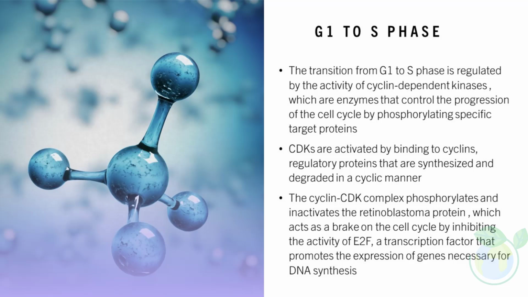G1 to S phase. The transition from G1 to S phase is regulated by the activity of cyclin-dependent kinases, CDKs, which are enzymes that control the progression of the cell cycle by phosphorylating specific target proteins. CDKs are activated by binding to cyclins, regulatory proteins that are synthesized and degraded in a cyclic manner. The cyclin CDK complex phosphorylates and inactivates the retinoblastoma protein, RB, which acts as a brake on the cell cycle by inhibiting the activity of E2F, a transcription factor that promotes the expression of genes necessary for DNA synthesis.